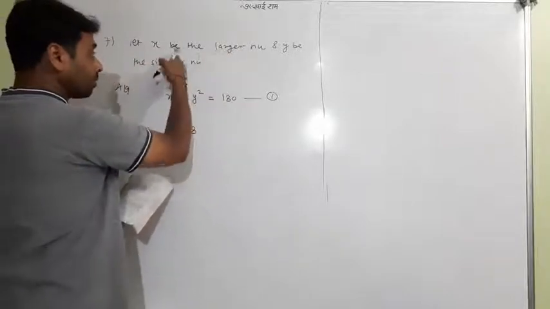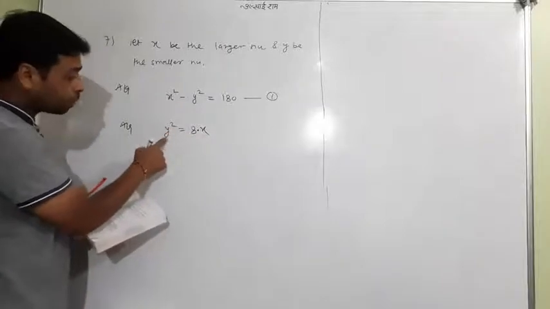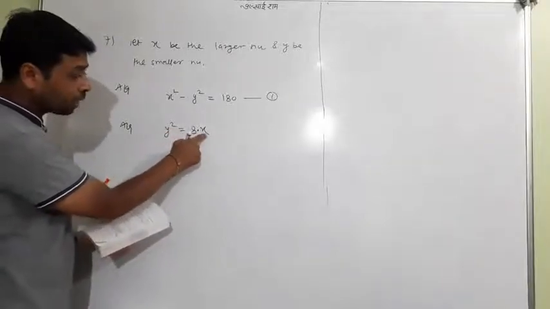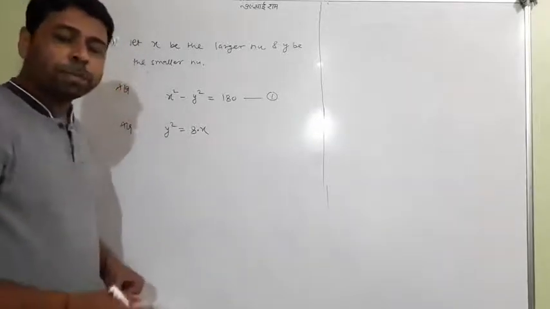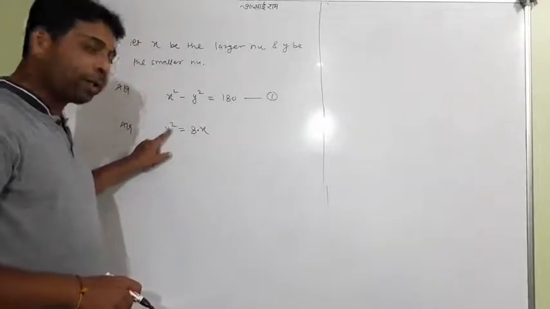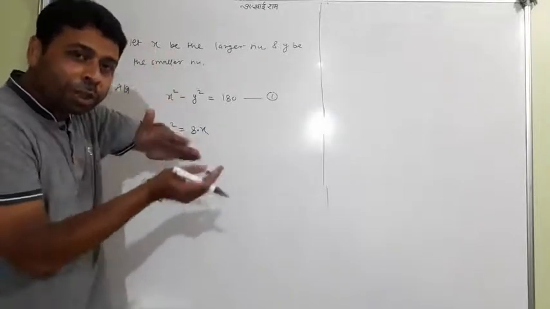The larger number is x. Times means multiplication. Now read: the square of the smaller number is equal to 8 times the larger number. So this is the second equation. You already have the value of y square, which is 8x, so you only put y square and put it here. You just have to merge the two conditions.